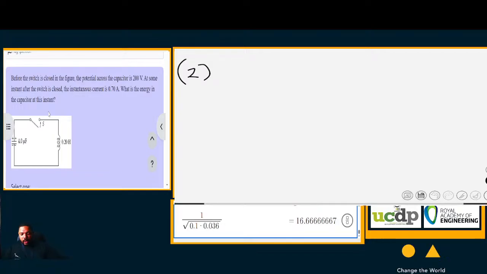Remember, to calculate the energy of a capacitor, we use this formula. The energy of a capacitor is equal to a half times the capacitance times the voltage squared. That's how you get the total energy in an LC circuit. But we are not interested in that problem left. So let's see what we've been given.